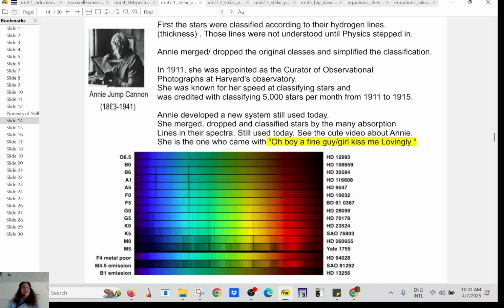So that was thanks to Annie Jump Cannon, and she had very poor health, and I think she died young. Now, before her, there was another lady, same group, who classified the stars according only to their hydrogen lines. And then she merged some and made new classes. So we stick to her classification. It's called the Harvard classification.